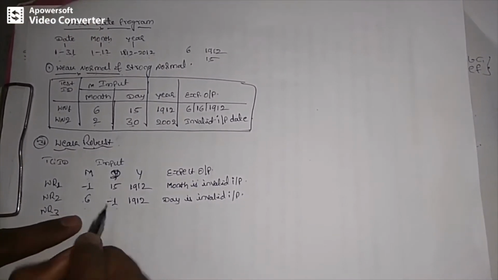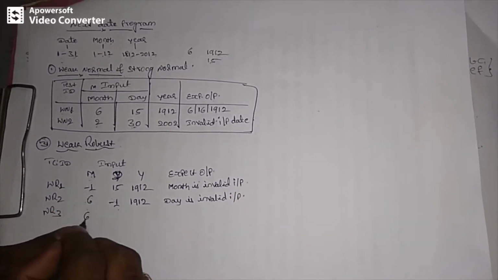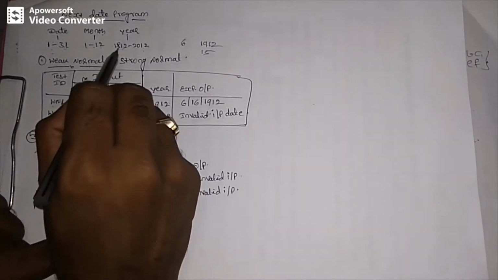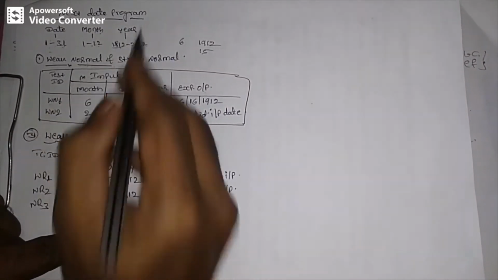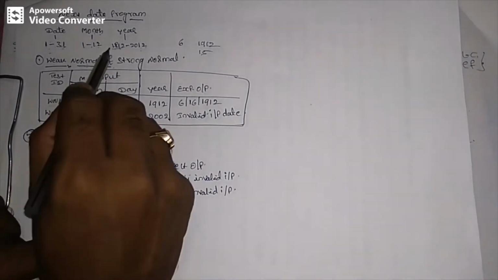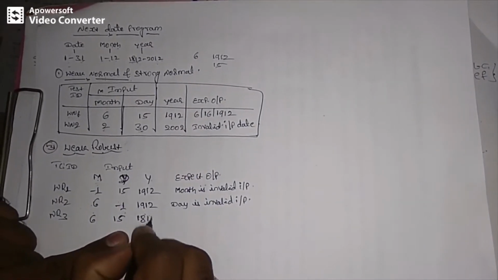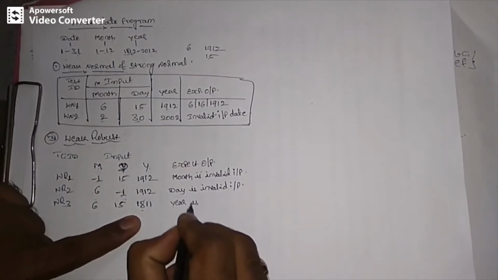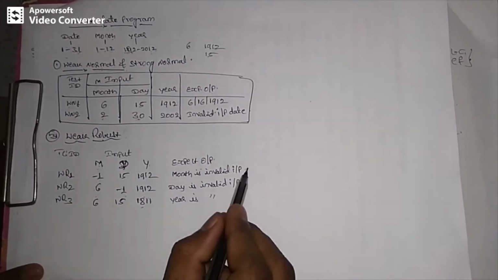Next WR3. Month and day will be nominal, year will be invalid. Nominal value of month is 6, nominal value of day is 15. Year value should be invalid. Here you can see our lower limit is 1812, and invalid is not -1. Why? Because 1812 is the lower limit, and lower limit minus 1 becomes 1811, not -1. Please remember here year is invalid input.